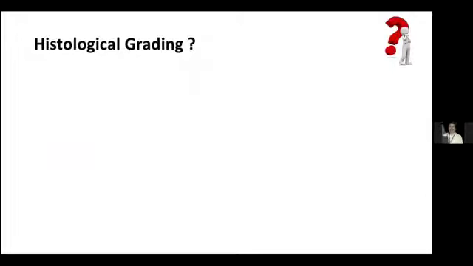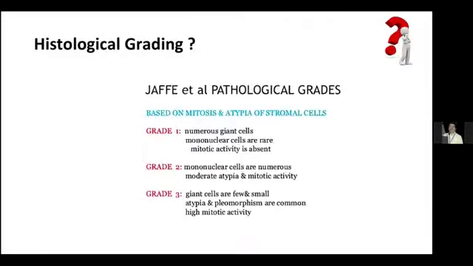Is there any histological grading in giant cell tumors? Yes. Jaffe has given a histological grading into grade 1, 2, and 3. It talks about the mononuclear cells and the giant cells. And the next question would be, what is the relevance of this grading? When it was described, it was thought that it will give you an idea about the behavior of the tumor, but now it is losing its importance because it is seen that the clinical correlation is not so great.